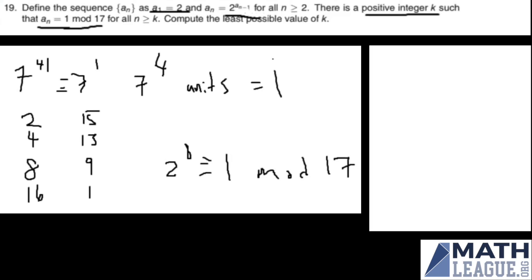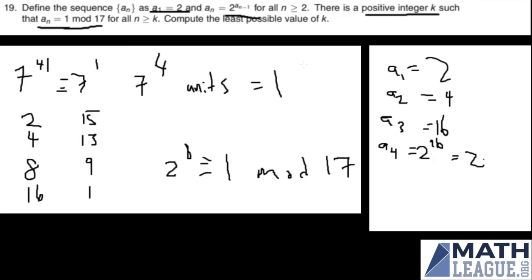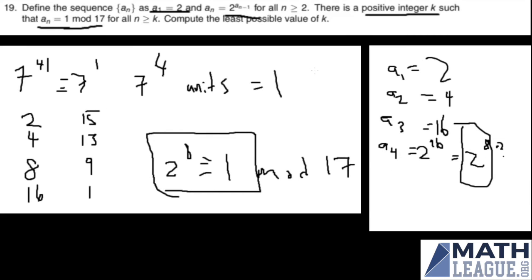Now we just need to cook up a couple of examples. So we have a1 is equal to 2. a2 is just 2 squared, so that's 4. a3 is 2 to the 4th, which is 16. And now a4, the next term, is 2 to the power of 16, but that's just doing 8 twice. And we already know what 2 to the 8th is. 2 to the 8th is just 1, just as we've seen here through a repeating pattern. So a4 is basically 1 mod 17.